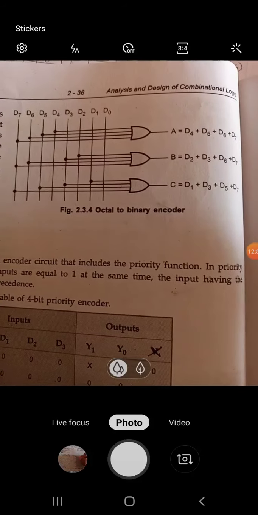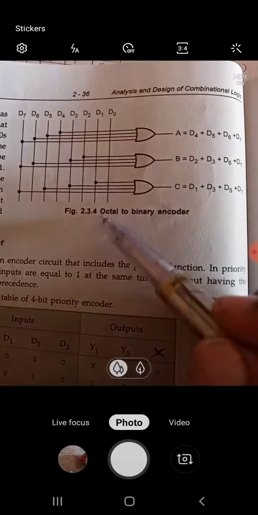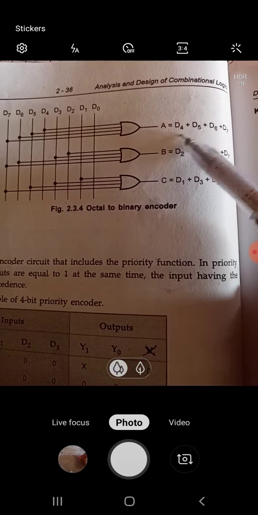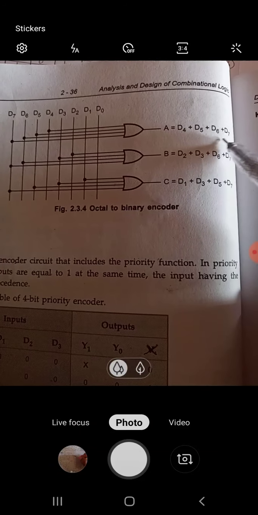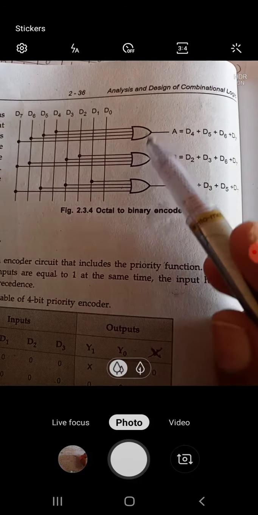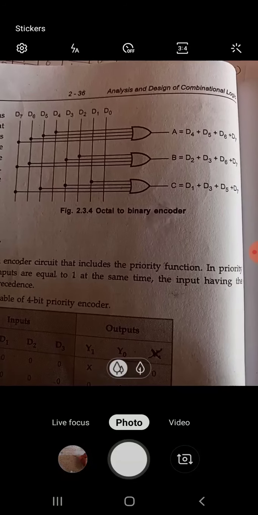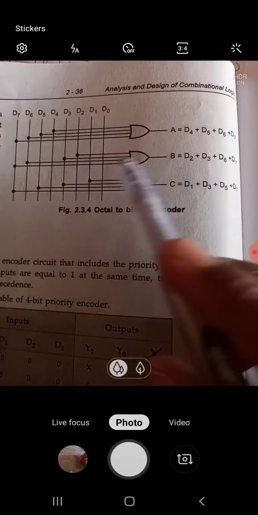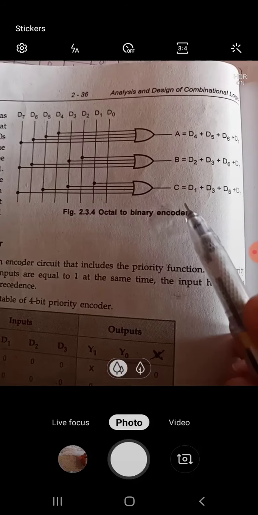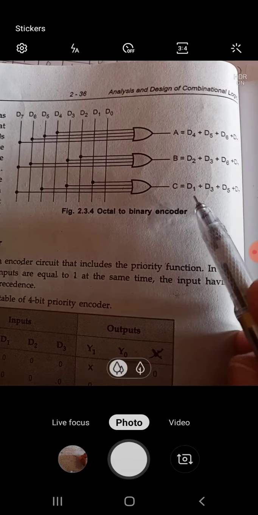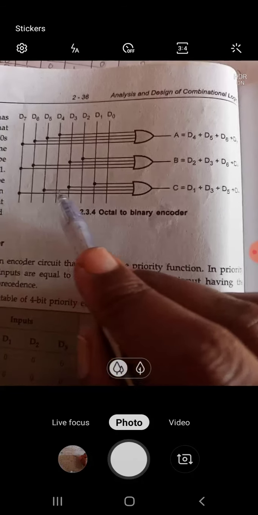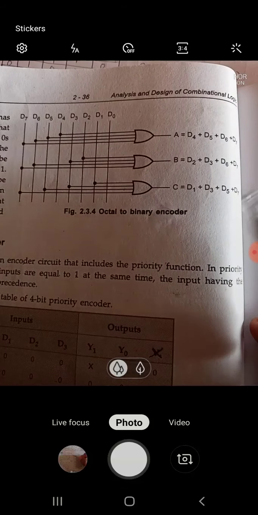So this is the logical diagram which I have over here. I have written the lines D0, D1, D2, D3 up till D7. A is nothing but D4 plus D5 plus D6 plus D7. I have tapped these and given them to the gate and you get the output A. Similarly, D2, D3, D6, D7 for B. And for output C, you have D1, D3, D5 and D7. So you get the output over here.